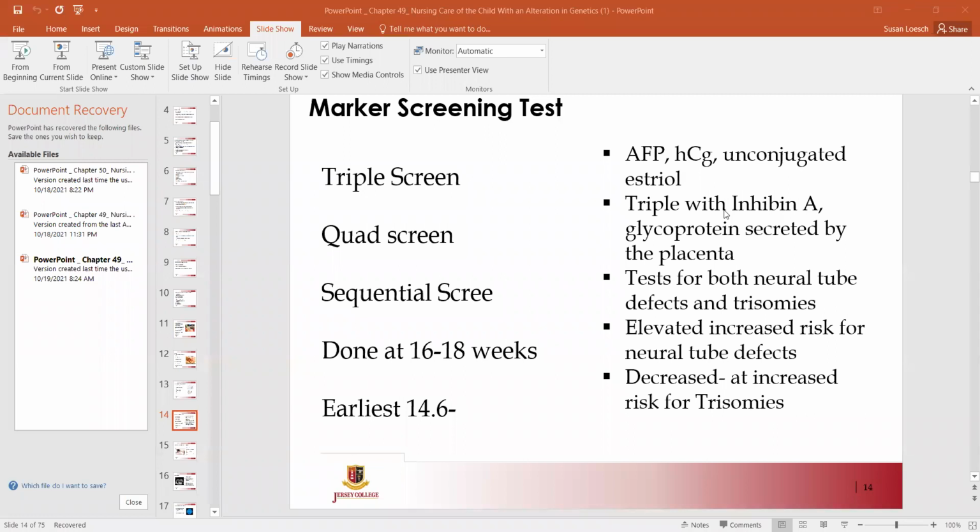Remember, with these tests, you want to educate the mom that a normal test doesn't guarantee a healthy baby and an abnormal test doesn't guarantee an unhealthy baby. If that does come back abnormal, then we would do additional testing.